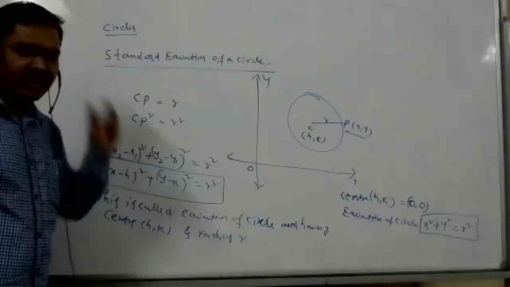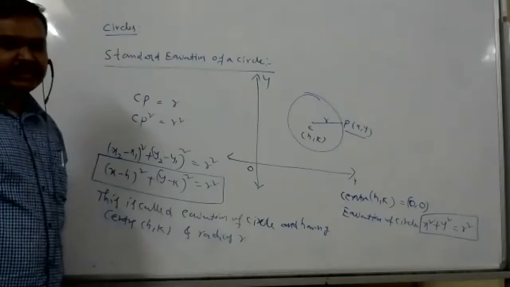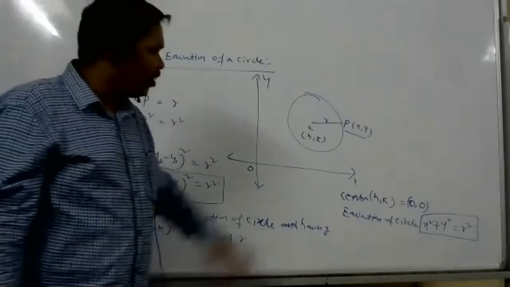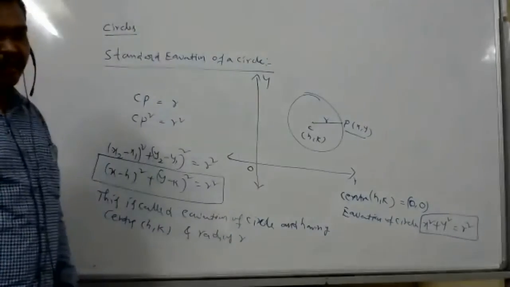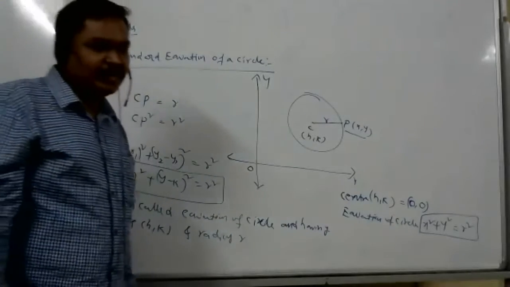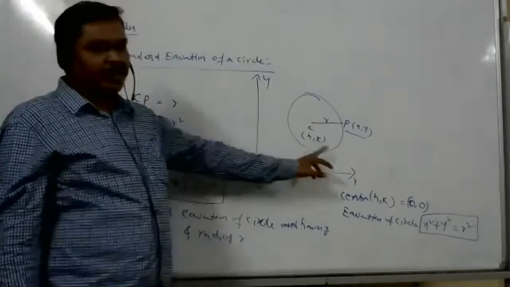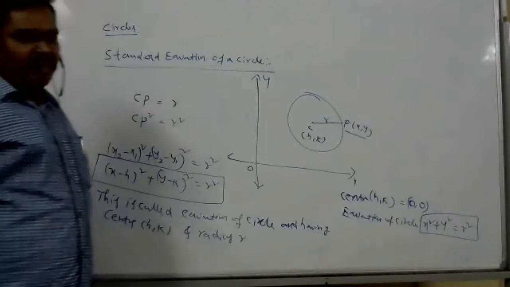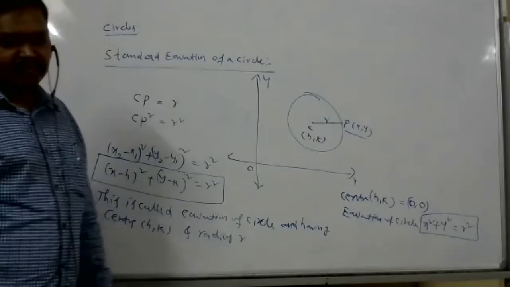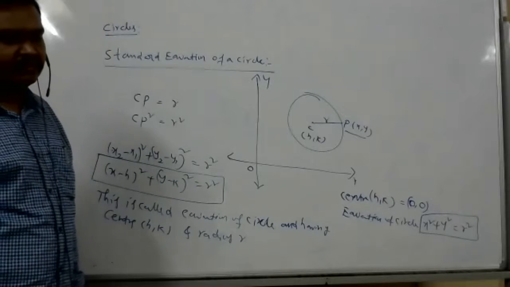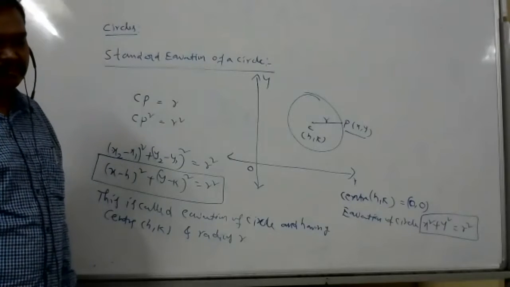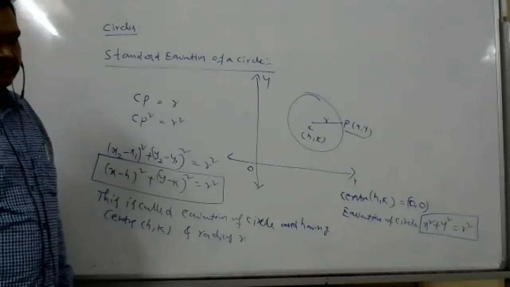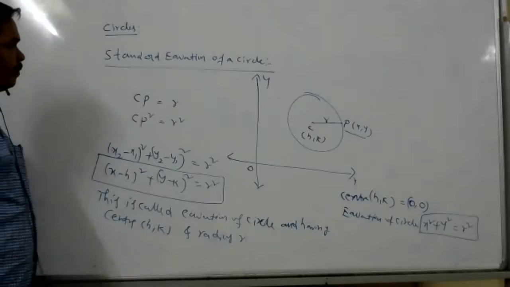And write the explanation also. Let P be the point on the circle and C is the center. Join these 2 points and C is the fixed point. We say h comma k. And P has coordinates x comma y. Completed?